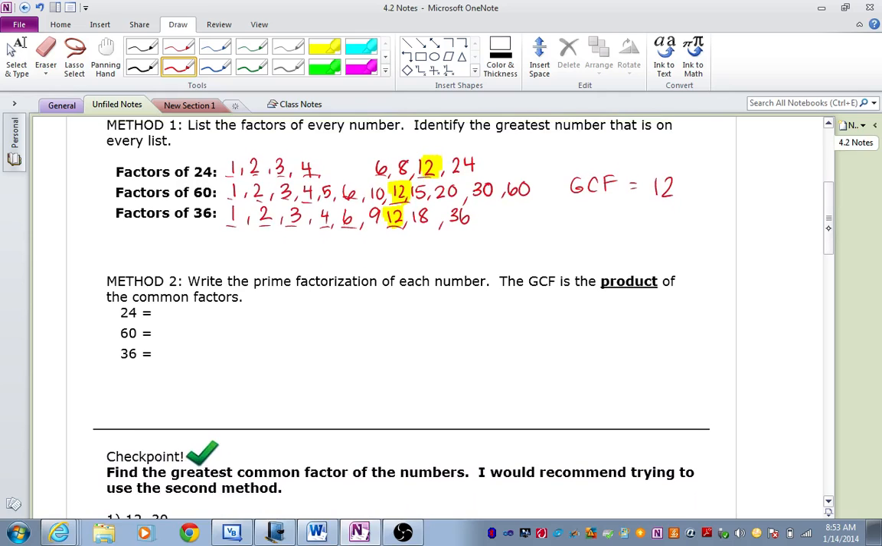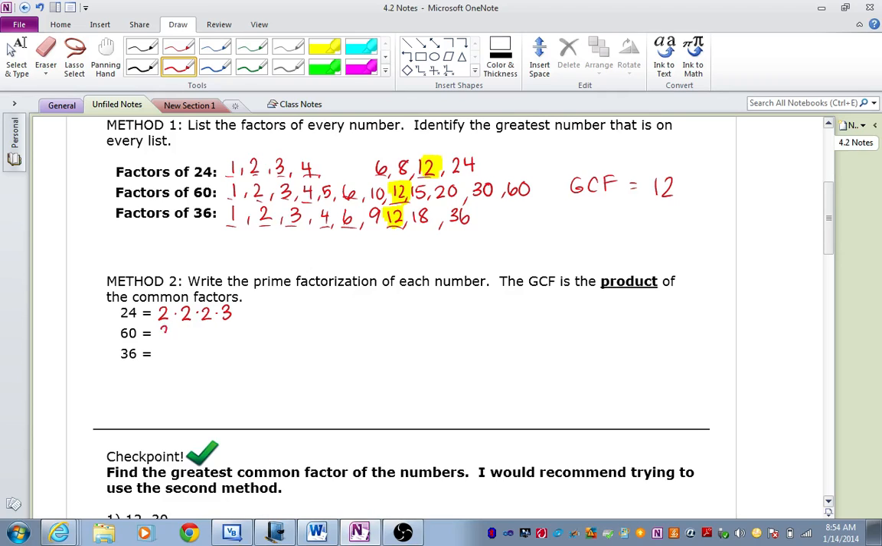Now the other method is to write the prime factorization of each number. And then the GCF is going to be the product of the common factors. Now if you need to make a factor tree while doing this, it's okay, but I think a lot of us can do this in our heads, so we're going to try and do that here. For 24, it equals 2 times 12. And I know 2 is a prime factor, so I'm going to write that down. So that means I really need to figure out what 12 equals. So 12 is 2 times 6, so I'm going to write down the 2. And then 6 is 2 times 3. And so we've prime factored 24, and we didn't even need a factor tree.